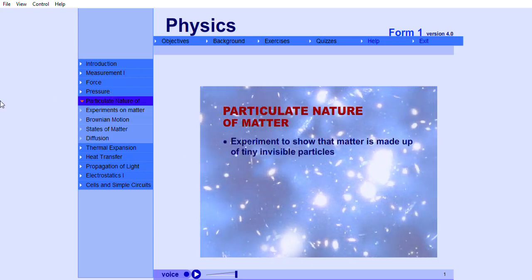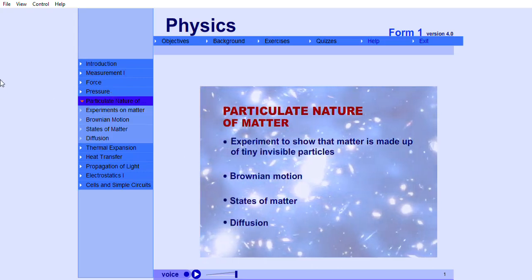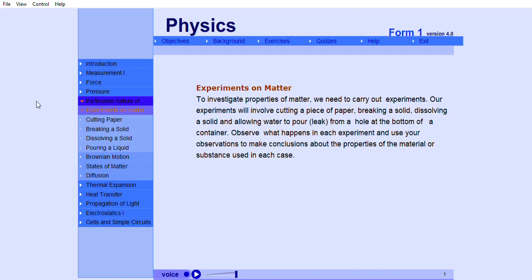Particulate nature of matter. Experiments on matter. To investigate properties of matter, we need to carry out experiments.